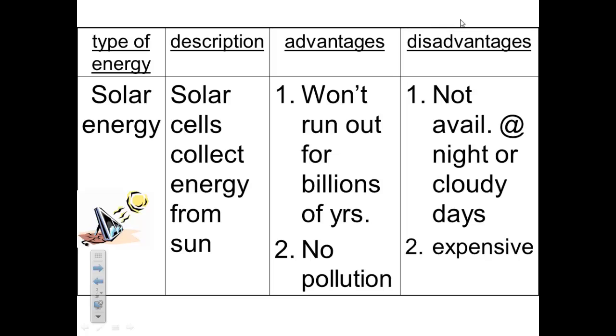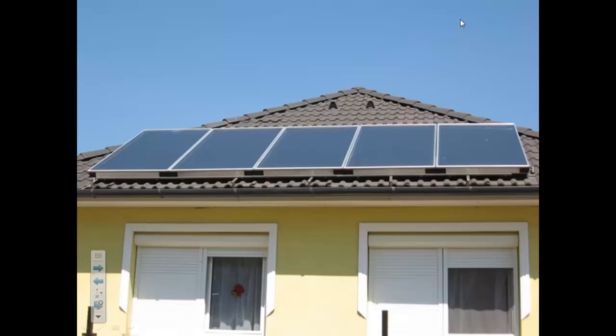Solar energy has some advantages when it's compared to fossil fuels. Sunlight will not run out for billions of years. Solar energy does not cause any pollution. Unfortunately, solar energy has some disadvantages too. It is not available at night or on cloudy days. Also, systems to make electricity from solar energy are expensive to make and maintain. Factories that make solar cells also produce very dangerous wastes.